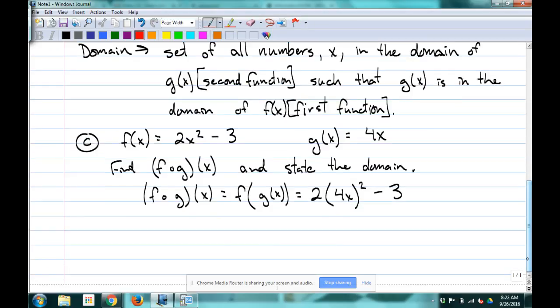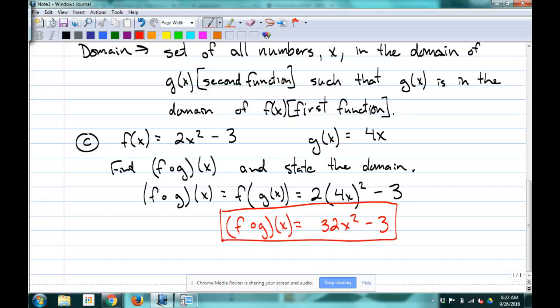Space there. Okay, much more. All right, and then we could simplify that, obviously, with squaring the 4x. That'd be 16x squared times 2, be 32x squared minus 3. And we've simplified our f composed with g of x. That's what that composite function is.